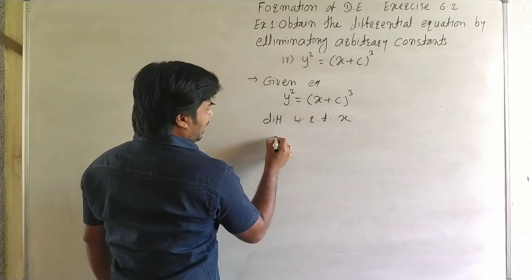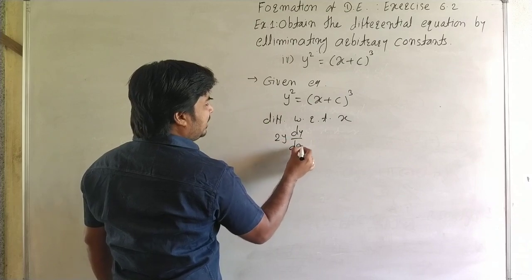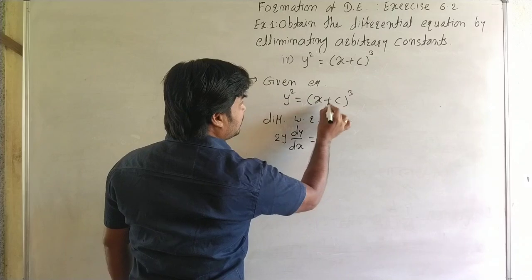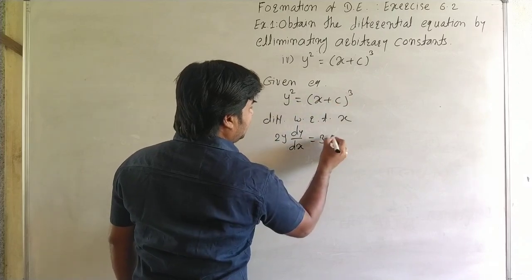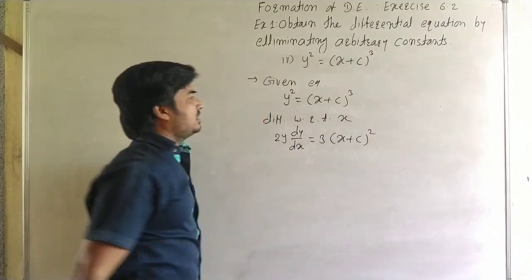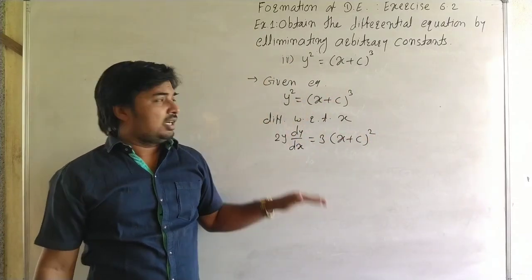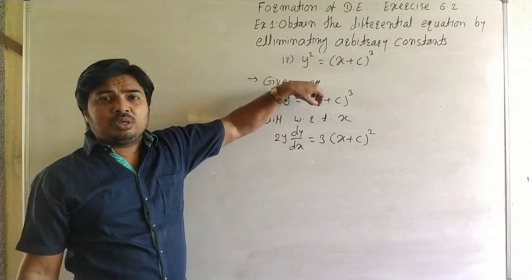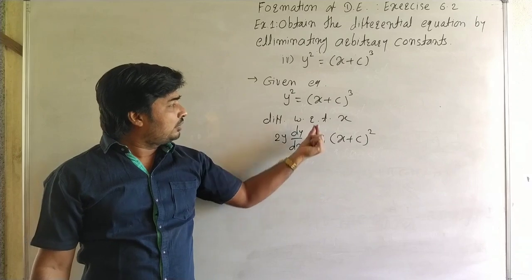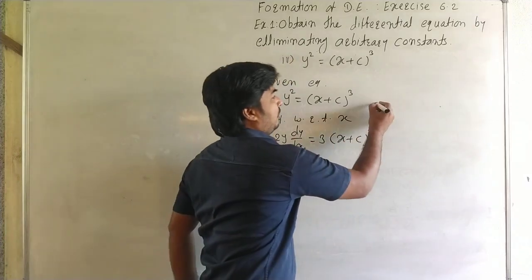Here 2y dy by dx, the derivative of y square with respect to x, is equal to the derivative of (x plus c) cube, which is 3 into (x plus c) whole square. Now here there is only one arbitrary constant, so we differentiate only one time. Therefore we find the value of c from this relation and put it in the original equation, that is equation 1.